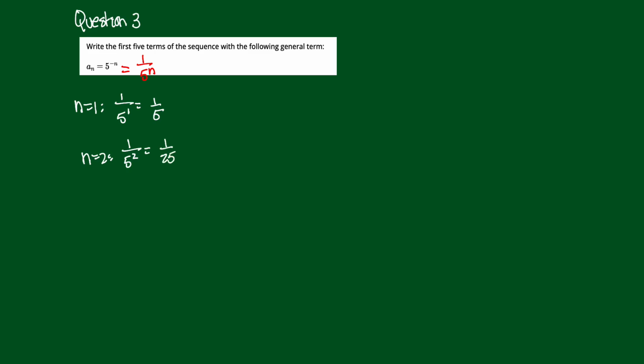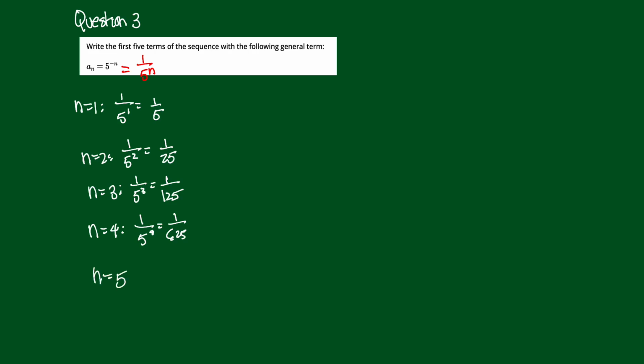1 over 25. When n is equal to 3, I get 1 over 5 cubed, which is 1 over 625. When n is equal to 4, oh, it seems like I went a little bit too fast there. What is 5 cubed? 5 cubed is not 625. That's the next one. It's 125. You probably caught that. Now I get 1 over 5 to the 4th. That's the 1 over 625. Okay, all right. I got a little bit ahead of myself.